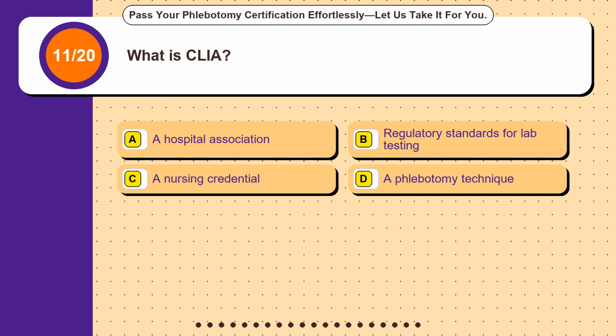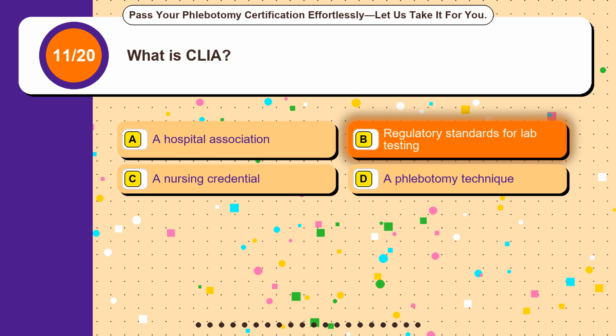Question 11. What is CLIA? Option A, hospital association. Option B, regulatory standards for lab testing. Option C, a nursing credential. Option D, a phlebotomy technique. The correct answer is option B, regulatory standards for lab testing.